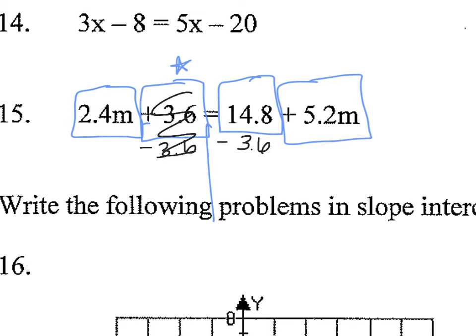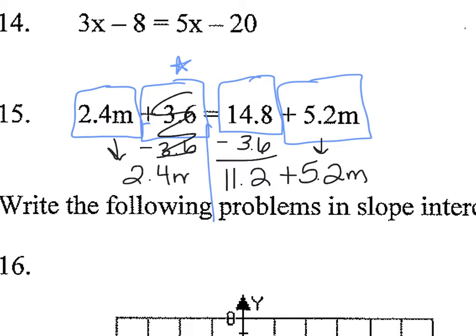So 14.8 minus 3.6 is 11.2. And then bring everything else down. Plus 5.2m, and then 2.4m. And I'm going to go through and rebox everything I have.